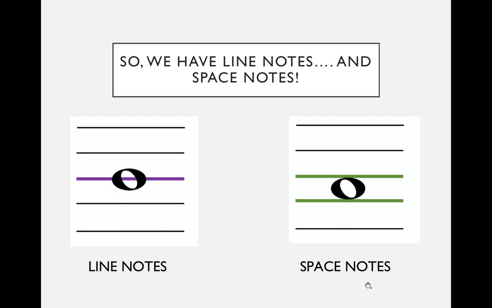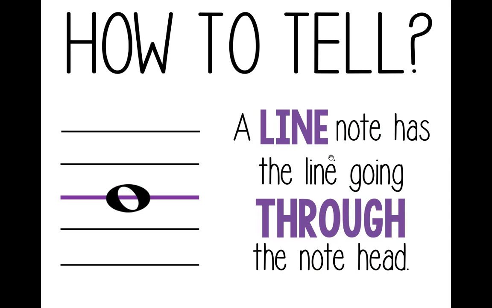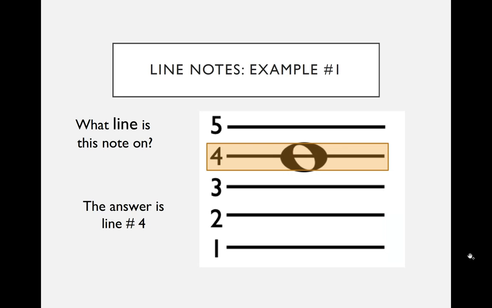Again, we have line notes and we have space notes. If you look carefully over here, the line note example on the left shows you that a line is going through our note. That is how you can see if it's a line note. Over here is our space note example. Okay, we know it's a space note because there is no line going through that note. It is in between 2 lines. All right, so a line note again has a line going through the note head. We're going to go ahead and try to practice with some examples.